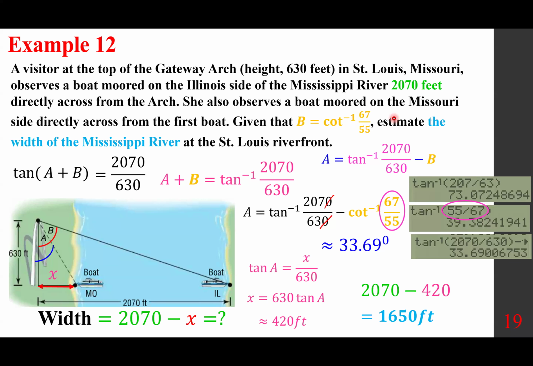However, as far as the exam is concerned, just see how many decimals they're asking. So a quick recap. We have this total distance of 2070. We have this height, so we can find the angle, which we call A plus B, through tangent inverse. When we find that, subtract the B from it, and we get the angle A. Now that we have angle A, x over 630 would be tan of that. We can find x, subtract it from 2070. There you have it.